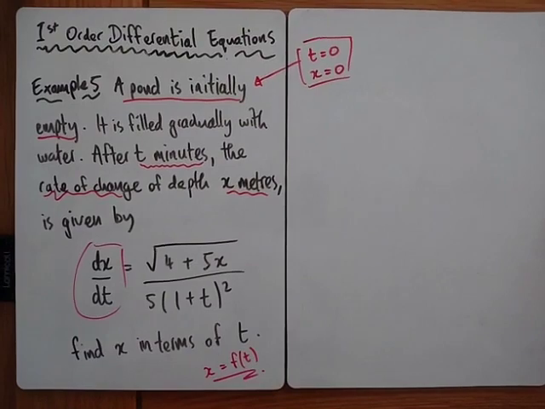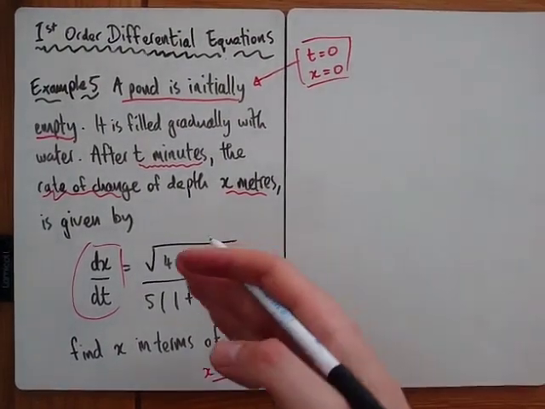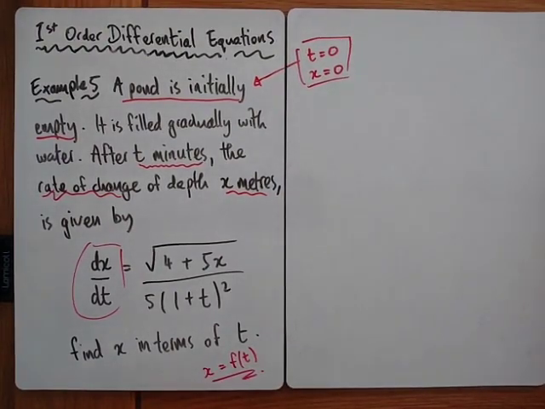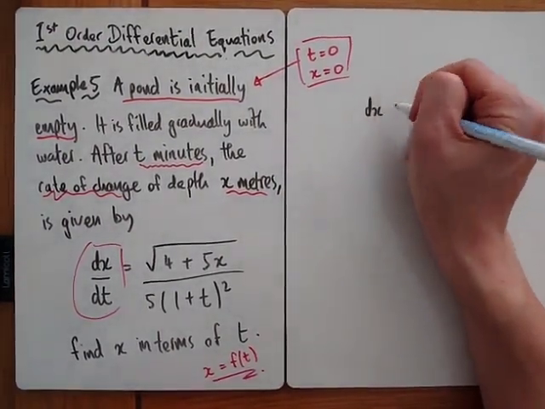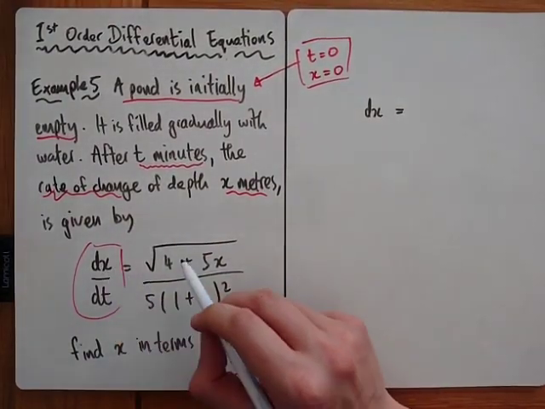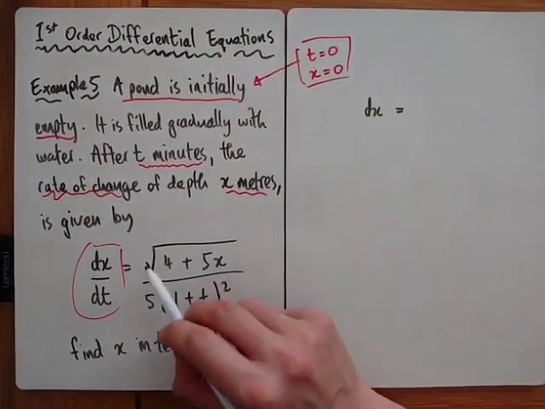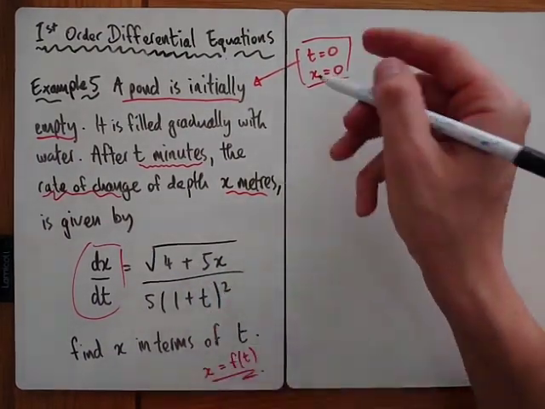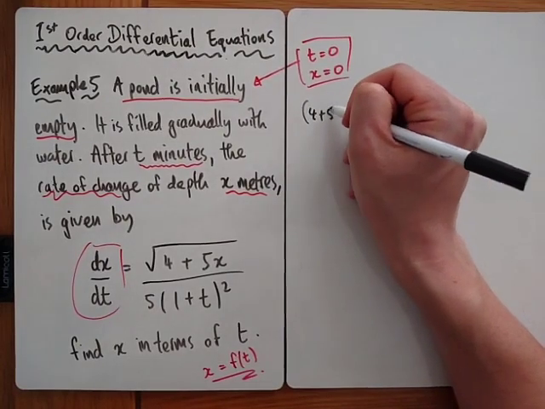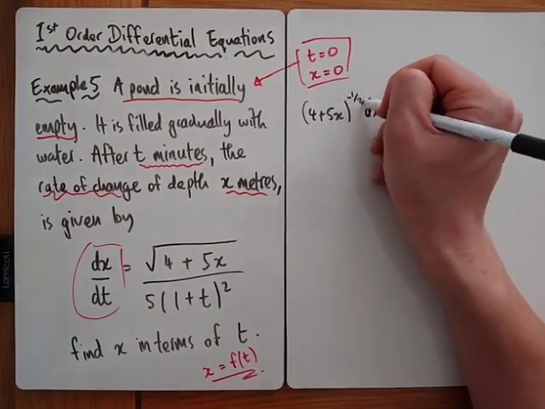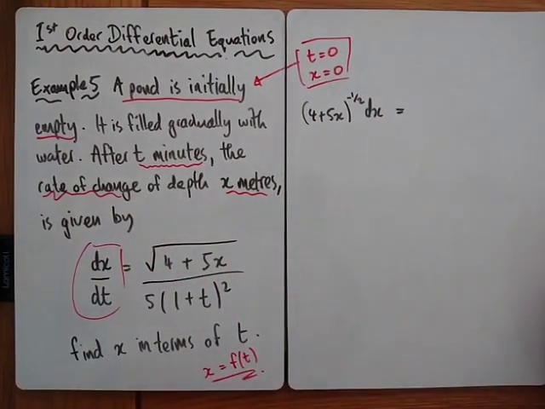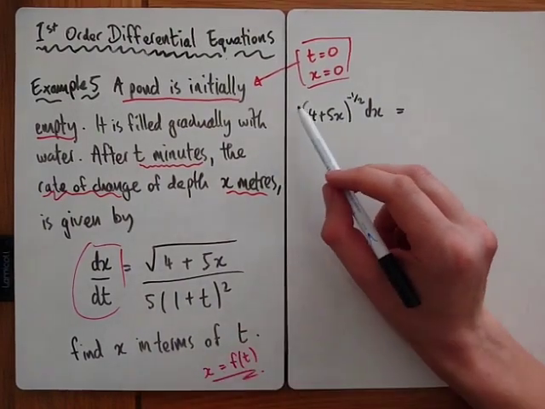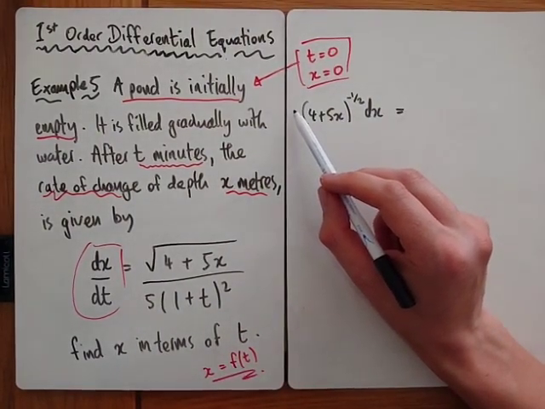Okay, so let's not panic. Start by thinking about what we've got. We've got a differential equation. What do we do? We separate the variables. Okay, so with the dx on the left hand side, this bracket here, this is our x term, isn't it? It's 4 plus 5x, that's the power of a half. So I need to divide by this. So on the other side, it would be 4 plus 5x to the power minus a half, because we're dividing by that x function. We've got this divide by 5, and you can, if you want, multiply by 5 on the left hand side.